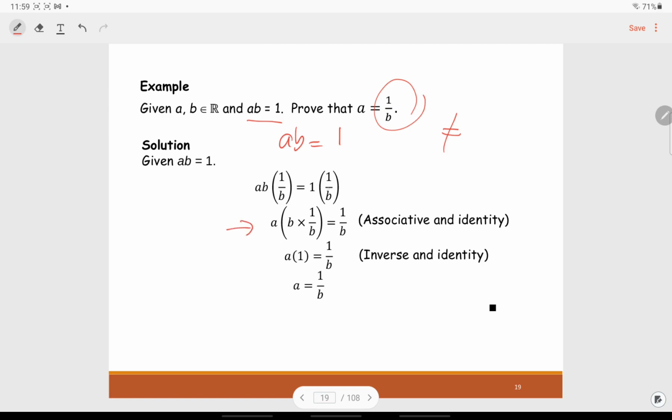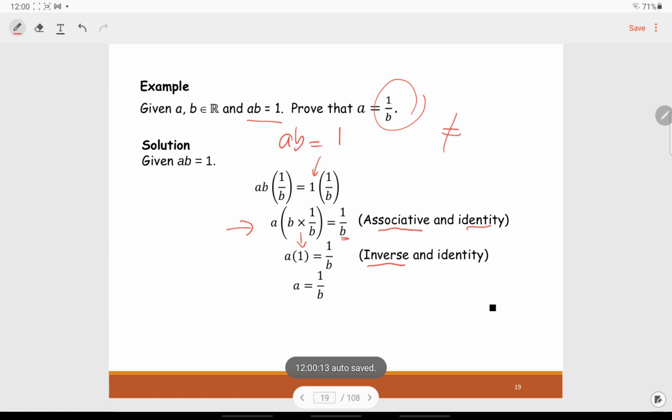Okay, 1 multiplied with this one, the identity for multiplication is 1, right? That is why we have the identity property here. In this one, if you multiply b with 1 over b, the outcome is the identity element for multiplication, which is 1. So that means we have the inverse property. Because we have parentheses, we have the associative property.